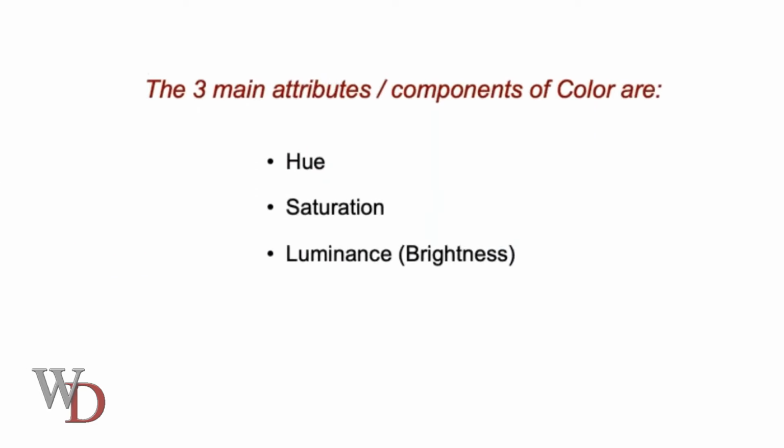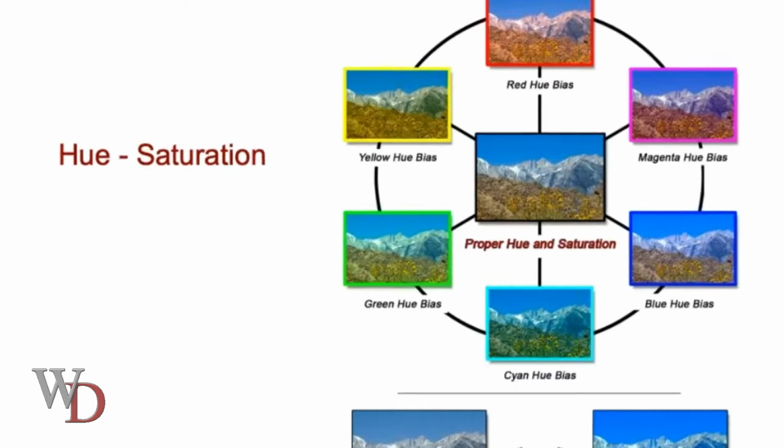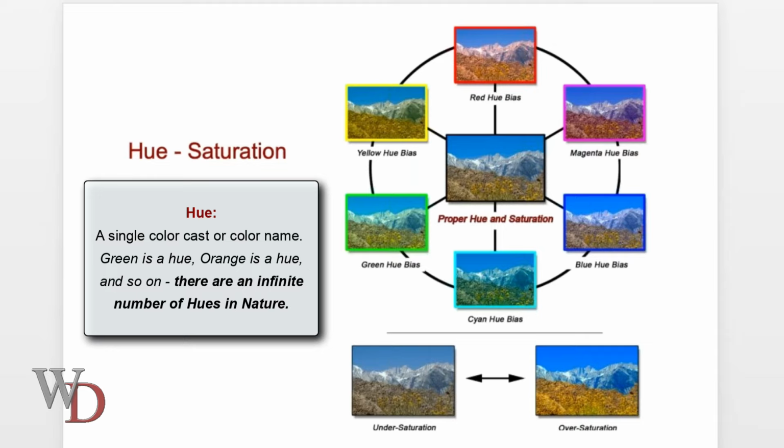There's a dictionary definition of color on page 3, but just keep in mind for a photographer, the three main attributes, components of color are hue, saturation, and luminance or brightness. It's pretty much the same thing. So let's talk about each one of those so you know what they mean. A hue is a single color cast or color name. Green is a hue, orange is a hue, red is a hue. There's an infinite number of hues in nature.